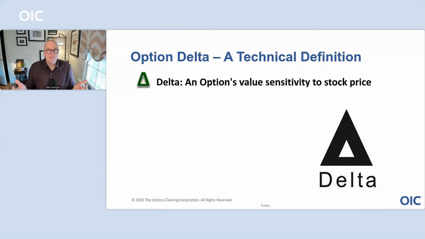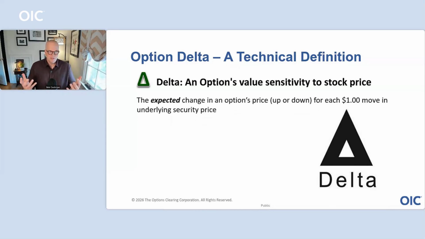It's how much this option should theoretically move in price terms. The expected change in an option's price, either up or down, for that $1 move in an underlying security price. Lots of people think about it as kind of like the probability of the option finishing in the money. Some people think about it that way.